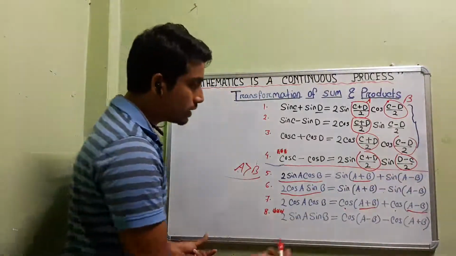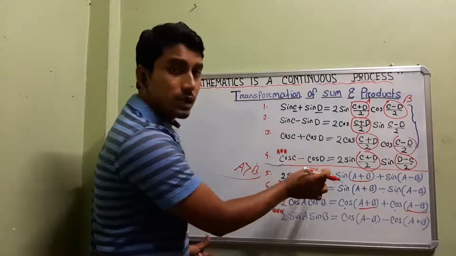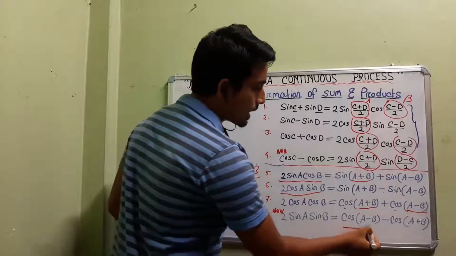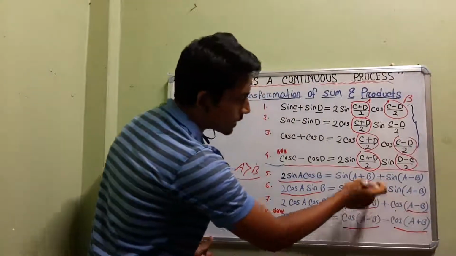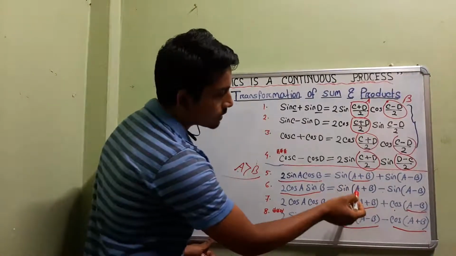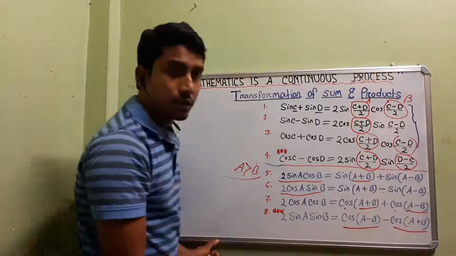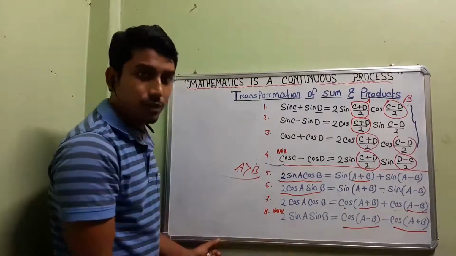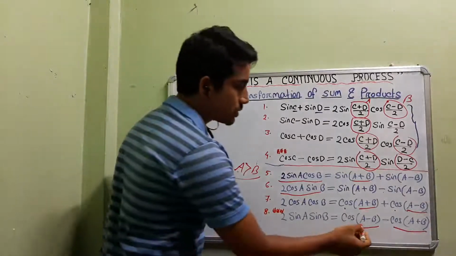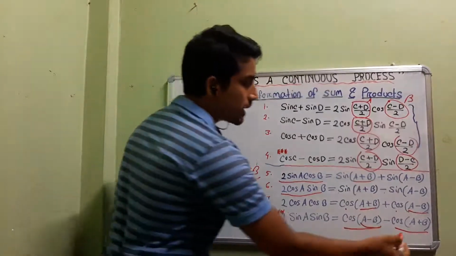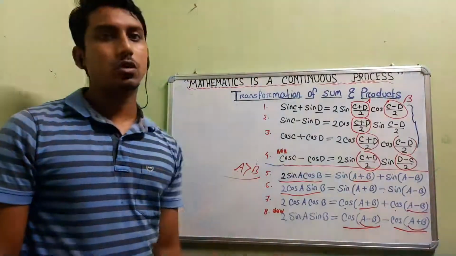At that time what I am doing is a little bit different. You see, cos C minus cos D, that means cos something minus cos another thing. So cos (A minus B) minus cos (A plus B). This is a little bit different from the other three. In all the other three, A plus B I have taken in the beginning, then I have written the A minus B part. But in the fourth one, 2 sin A sin B, cos (A minus B) minus cos (A plus B), the minus part has been taken first, then plus at the last.